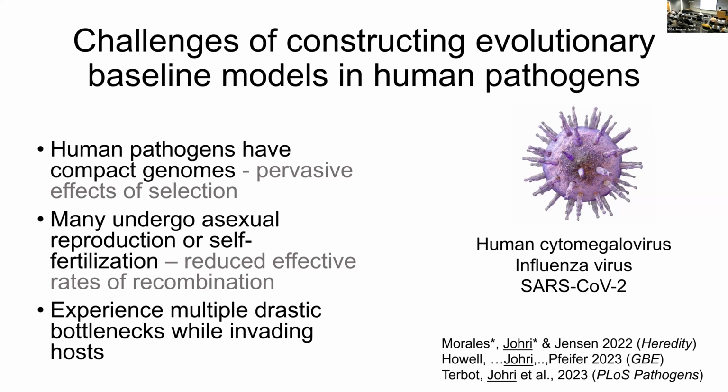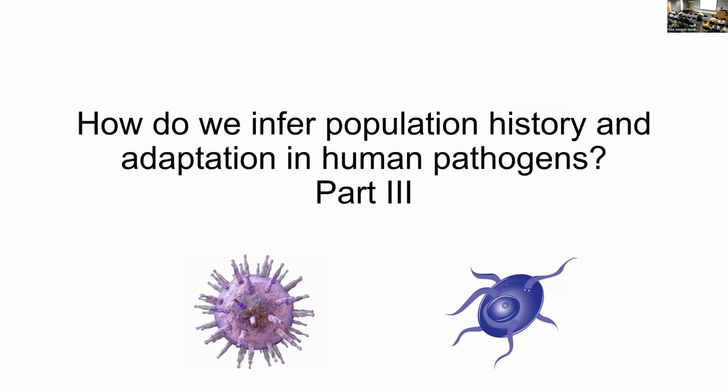And so I have actually worked on a few of these different viruses, and we talked about how we could make these evolutionary baseline models in these cases. But this is the question that I'm interested in thinking about from here on, which is how can we infer population history and adaptation in human pathogens?